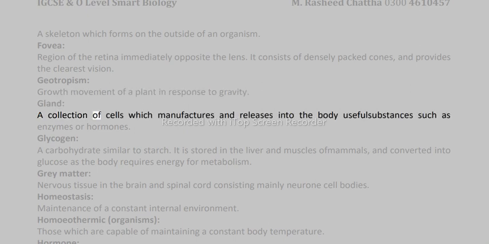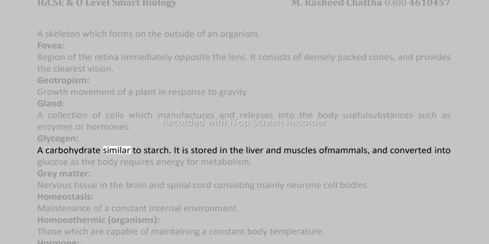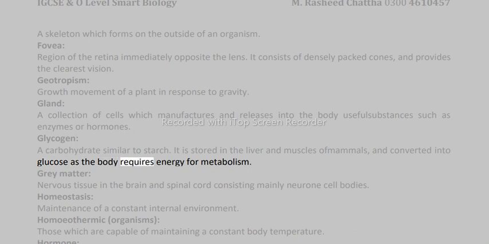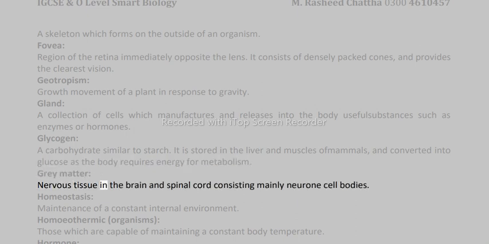Gland, a collection of cells which manufactures and releases into the body useful substances such as enzymes or hormones. Glycogen, a carbohydrate similar to starch. It is stored in the liver and muscles of mammals, and converted into glucose as the body requires energy for metabolism. Gray matter, nervous tissue in the brain and spinal cord consisting mainly of neuron cell bodies.